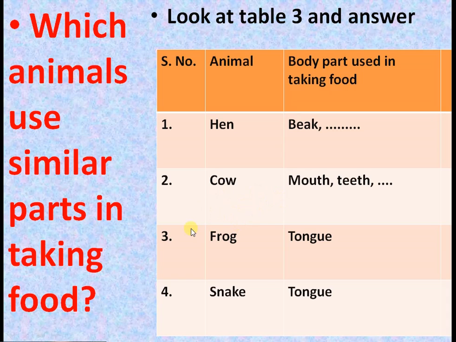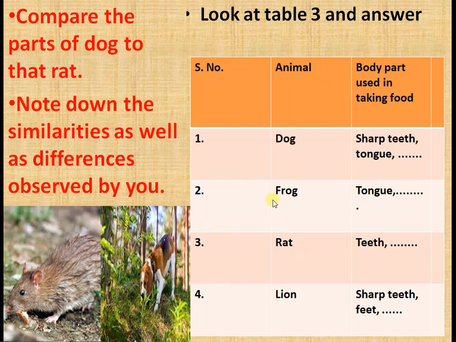Which animals have similar parts in taking food? Frog and snake. They use tongue to take the food. These are the similarities. Compare the parts of dog to that of rat. Note down the similarities as well as differences observed by you. Dog uses sharp teeth and tongue to take in food, and rat uses teeth to collect the food.